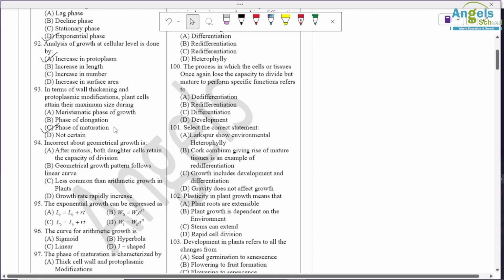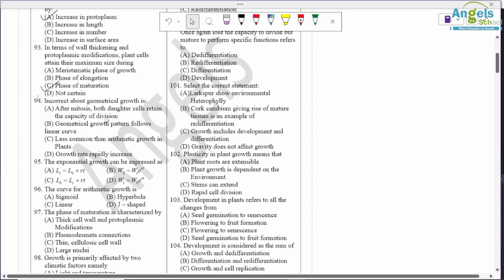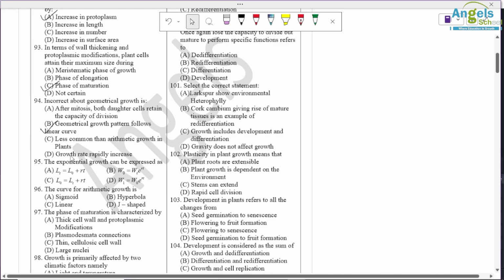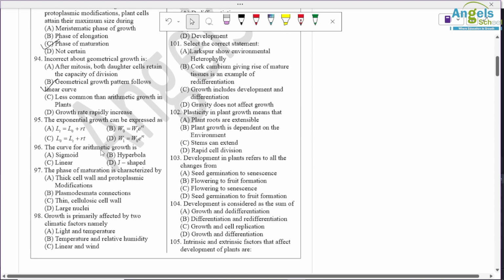Question number 94. Incorrect about geometrical growth is. After mitosis, both daughter cells retain the capacity of division. So it is a correct statement. Geometrical growth pattern follows a linear curve. So it is an incorrect statement and the correct option is B, because it follows a sigmoidal curve. Less common than arithmetic growth in plants. It is a correct statement, and growth rate rapidly increases. So in 94, the correct option is B.